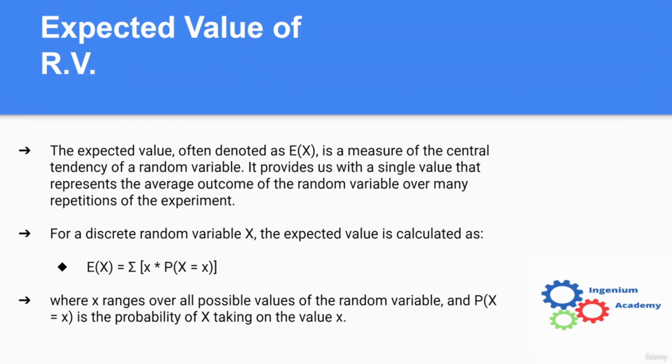And now let's talk about how to compute the expected value of a random variable. So first, what is the expected value? It's a measure of central tendency. You'll see it represented that way, but it's like the average outcome of a random variable, right?